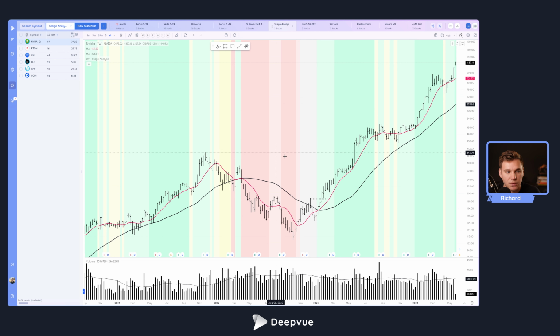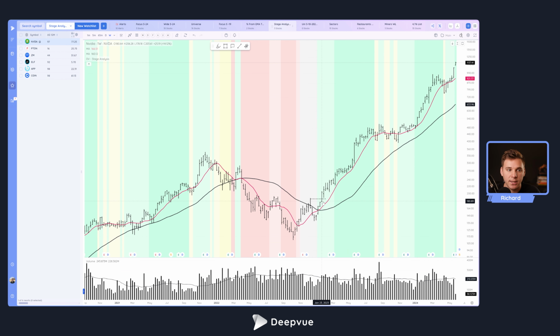Red is a stage 4 decline, and we want to be avoiding stocks there and looking for stocks just starting or already undergoing a strong stage 2 uptrend. So I highly recommend that we go through a few examples today, but I highly recommend you go back in time, look at the biggest winners from each year and what stage they were in when they made their major moves.